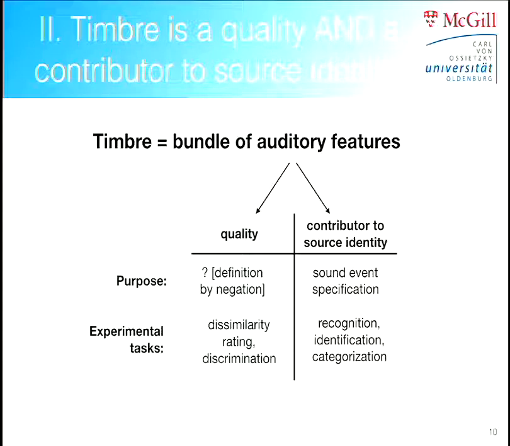So, for example, quality is studied by dissimilarity rating or discrimination. It's kind of captured by the ANSI definition, which just leaves it open what it is, and says individuals use timbre to discriminate or differentiate sounds. On the other hand, there's the source identity part, where this bundle of auditory features is clearly bound to a purpose, namely to identify and specify sound events. So here you would study this via recognition, identification, and categorization.